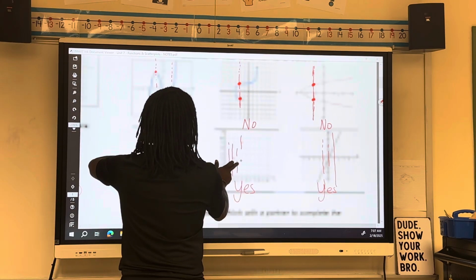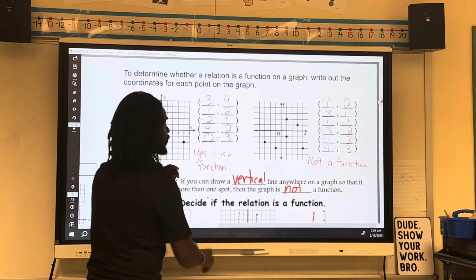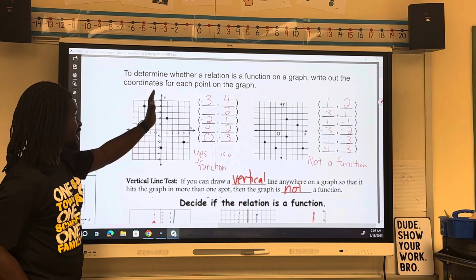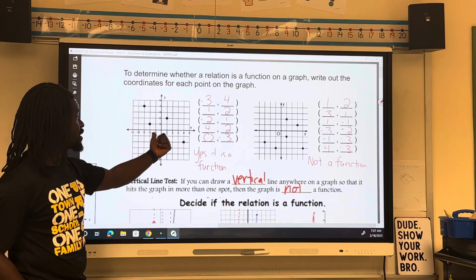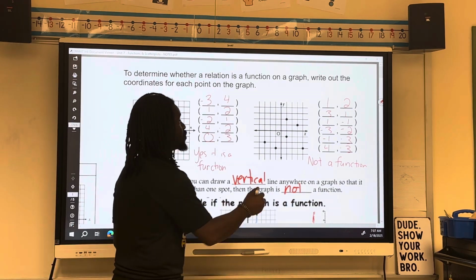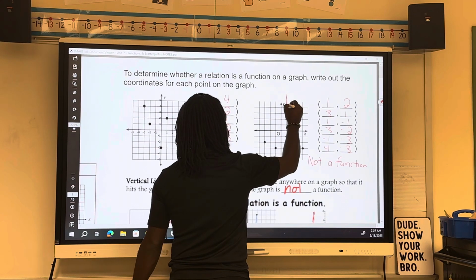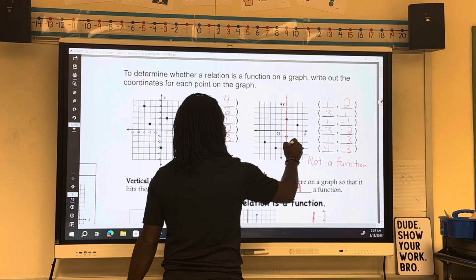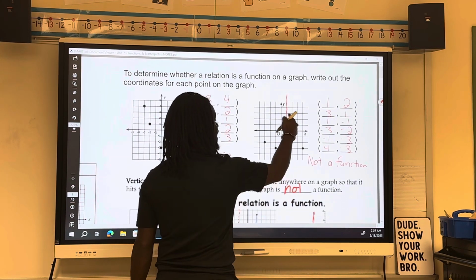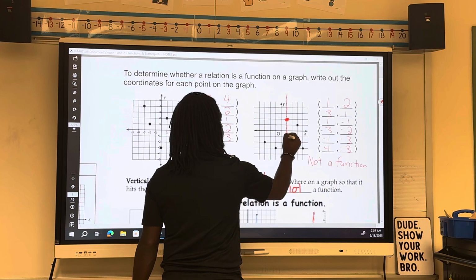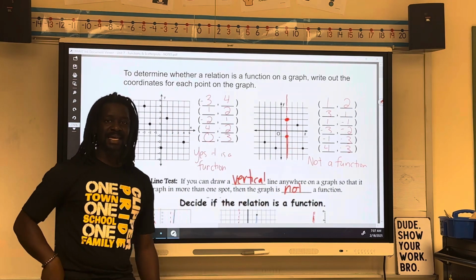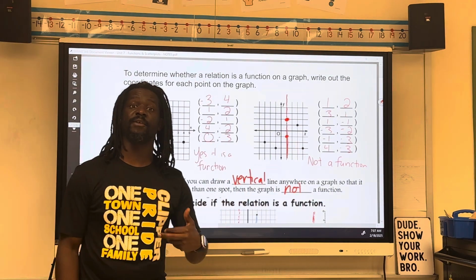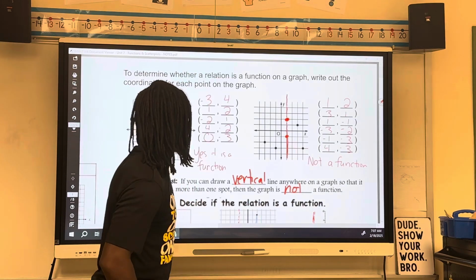And again, let's go back up to these, all right? If I drew straight lines on this one, it would be a function. But if you will notice, if I use the vertical line test for this one, if I draw a straight line there, it hits my points in two spots. That's why it is not a function, because it fails the vertical line test, all right?